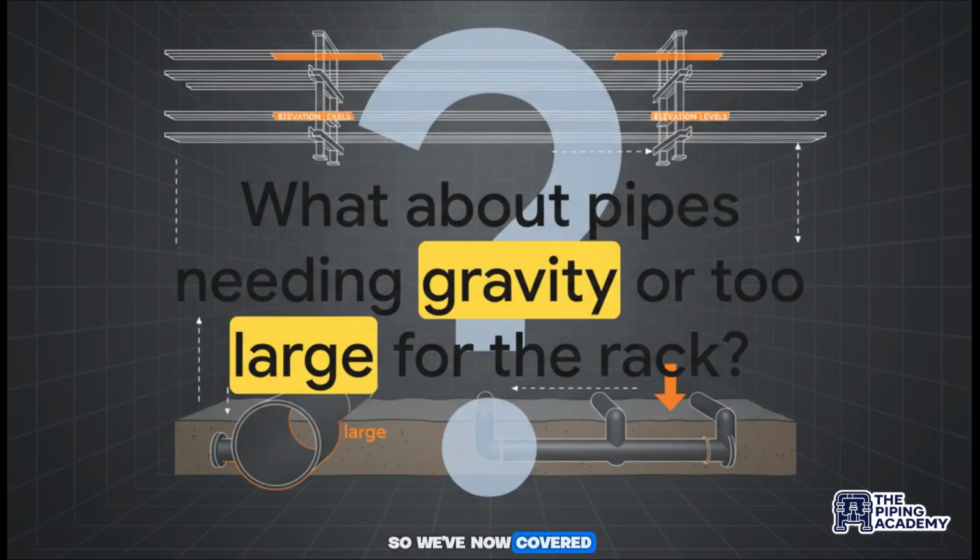So we've now covered the world of piping up in the air. But not all lines can run overhead. Some systems, for example, rely on gravity to work, or are simply too large and heavy even for the rack. In our next explainer, we'll take a look at underground routing and talk about when it's actually preferred over routing on the pipe rack.